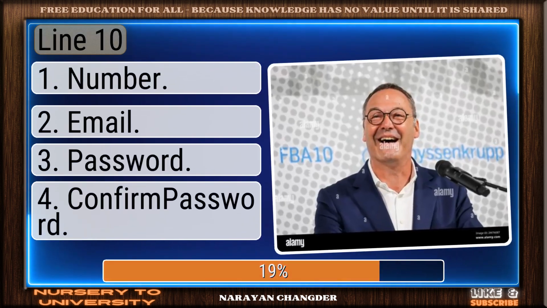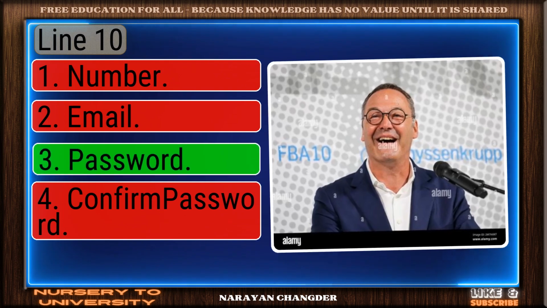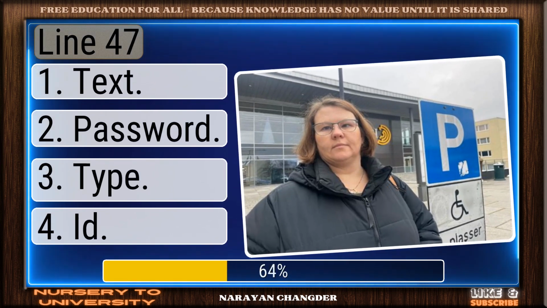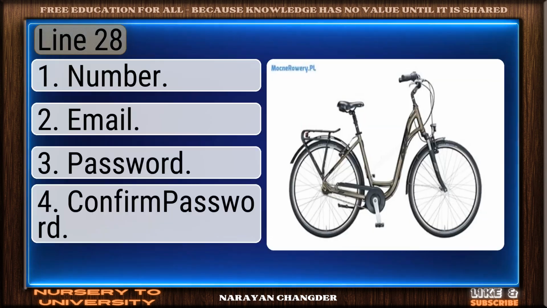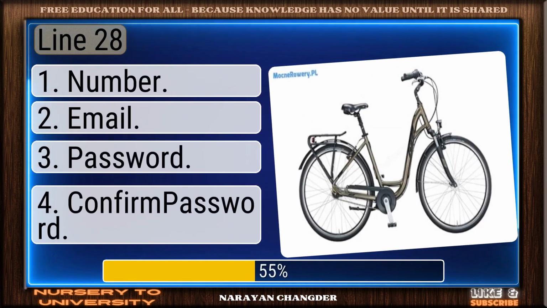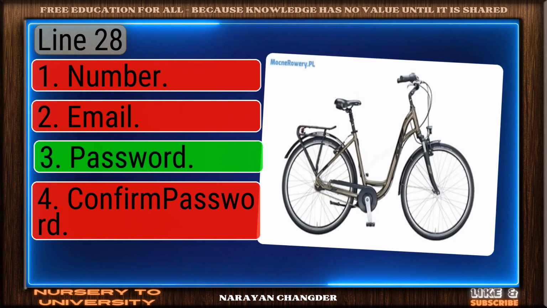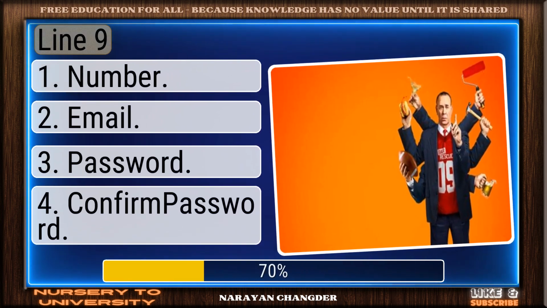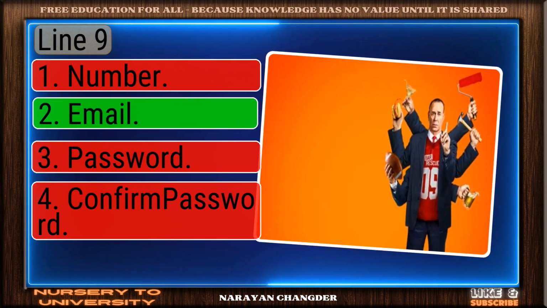Line 10. Valid point. Password is true. Line 47. Correct. Password is the right answer. Line. Good thinking. Password is the right answer. Line. Smart move. Email is an accurate answer.